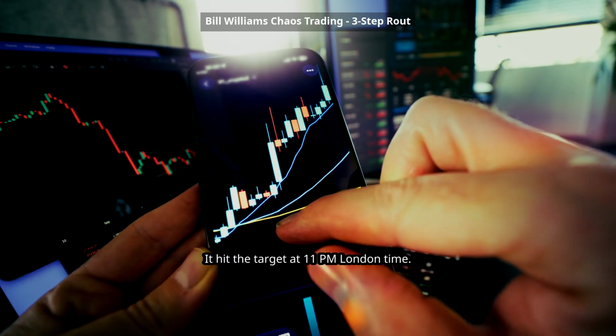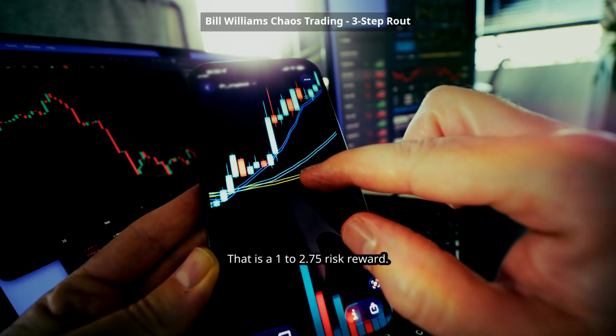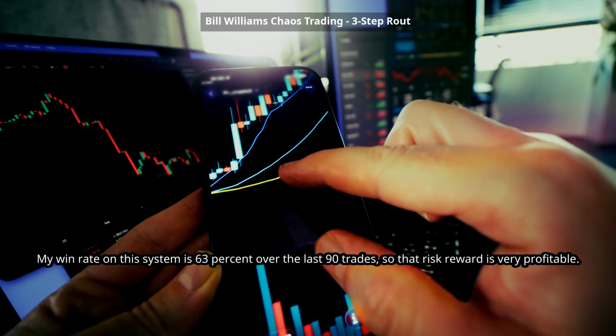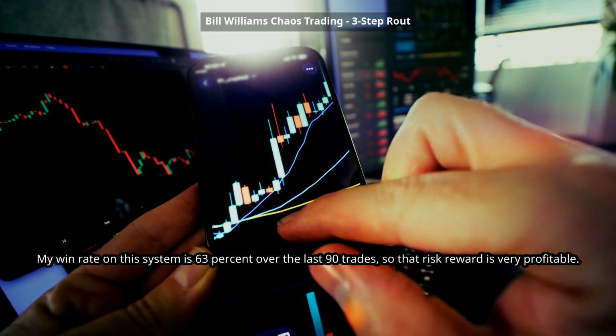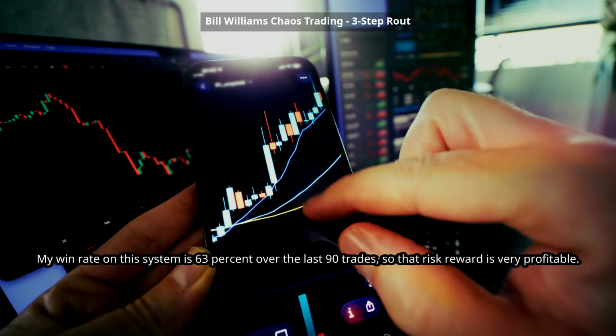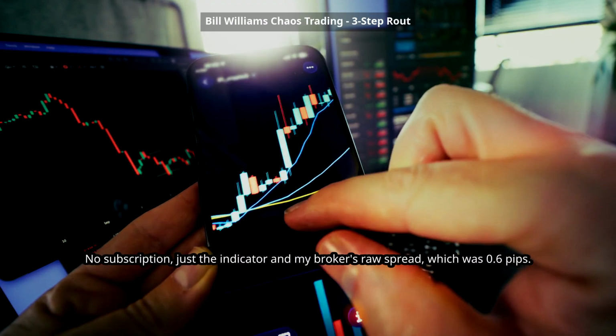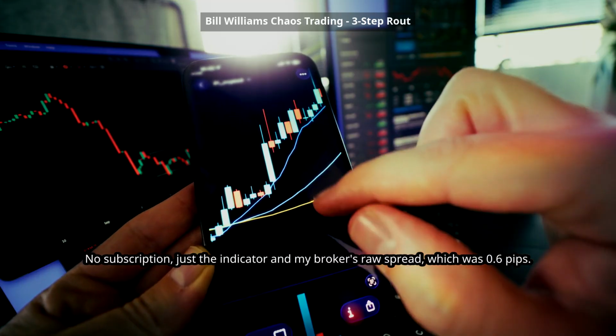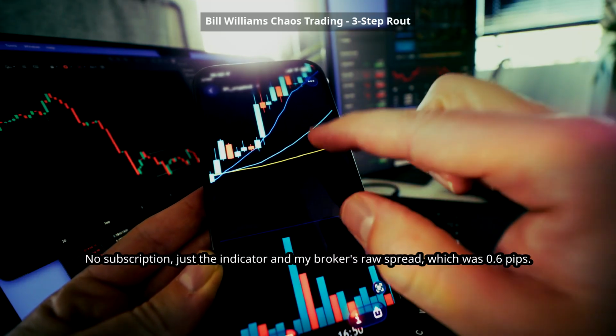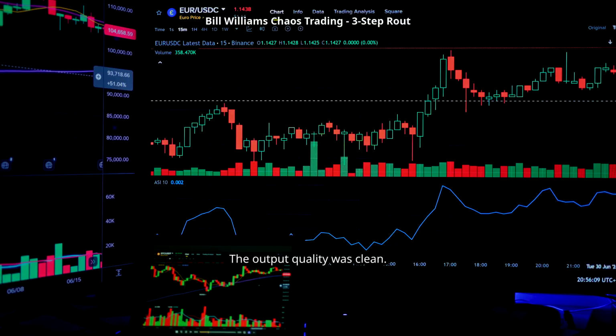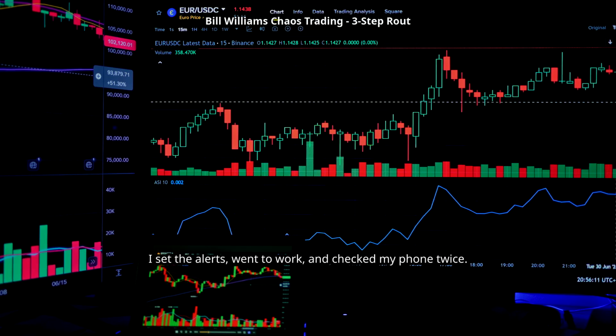The trade took 6 hours to fill. It hit the target at 11 p.m. London time. That is a 1 to 2.75 risk reward. My win rate on this system is 63% over the last 90 trades, so that risk reward is very profitable. The cost was 0. No subscription, just the indicator and my broker's raw spread, which was 0.6 pips.